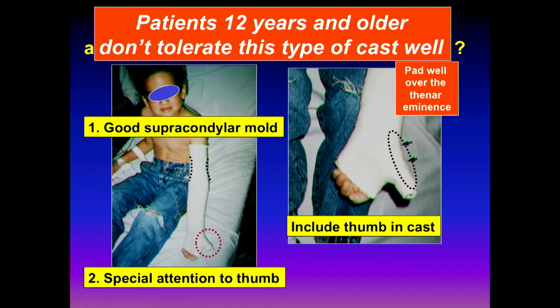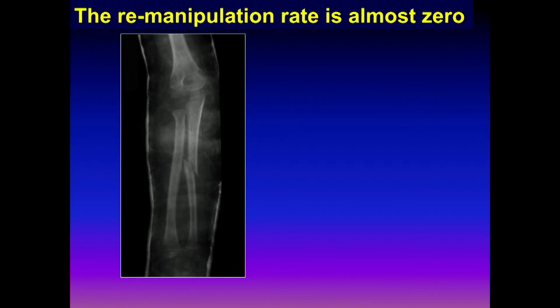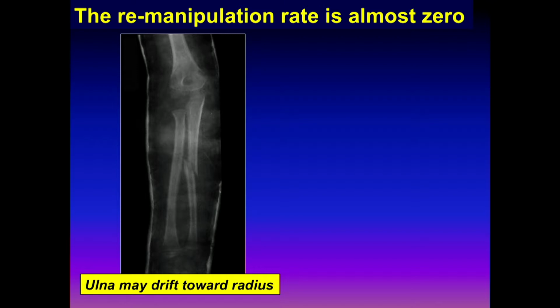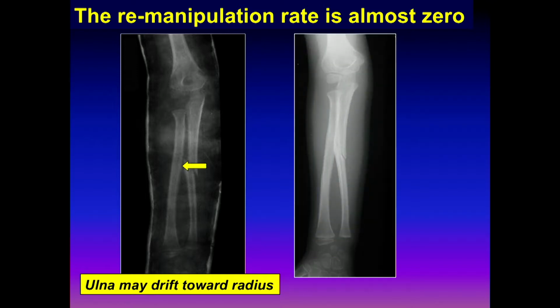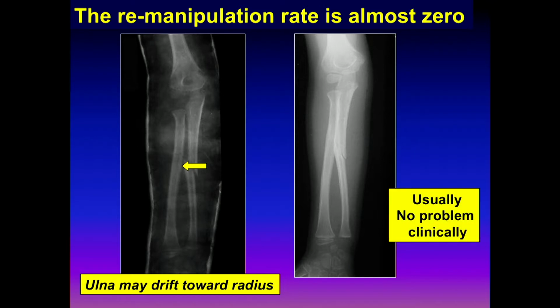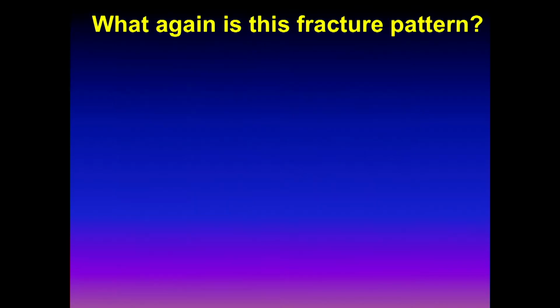Now, patients 12 years and older don't tolerate this type of cast, and so you may need, as we'll discuss, to consider some other options. Now, how effective? Well, the remanipulation rate is about 15 to 20% if you put it in a long arm cast at 90 degrees. We did a study here, and in Dr. Rang's original article, the remanipulation rate was almost zero. The ulna has a tendency to drift towards the radius, but that doesn't seem to cause any problems. Usually not a problem with rotation or with the clinical appearance.